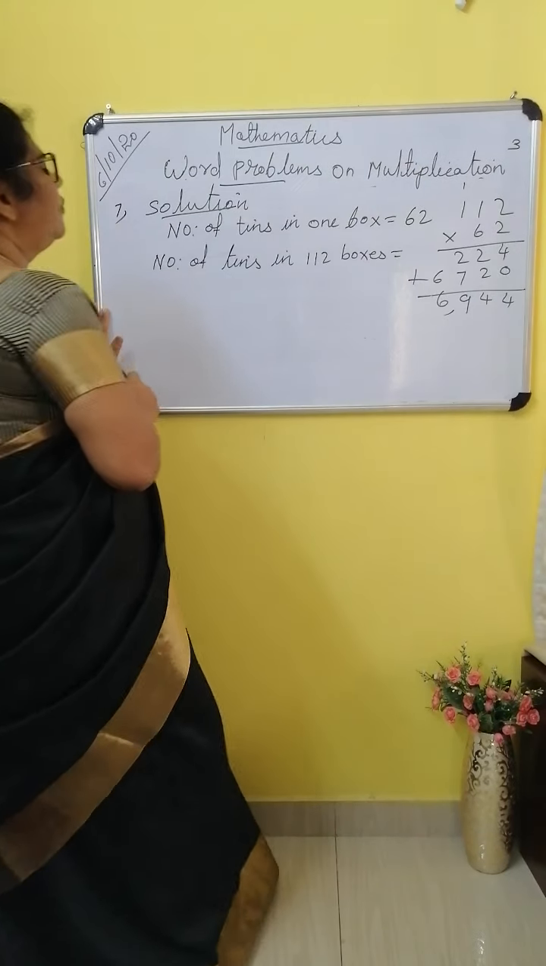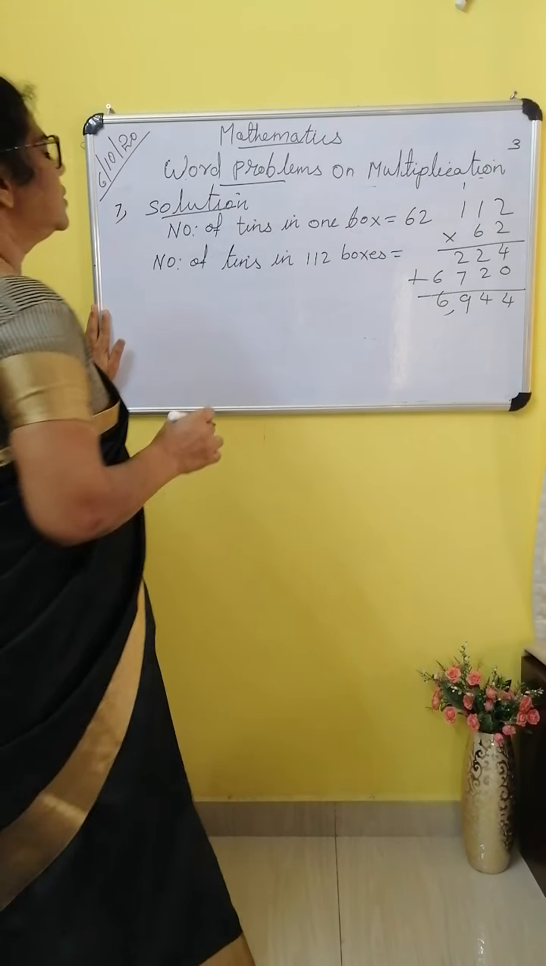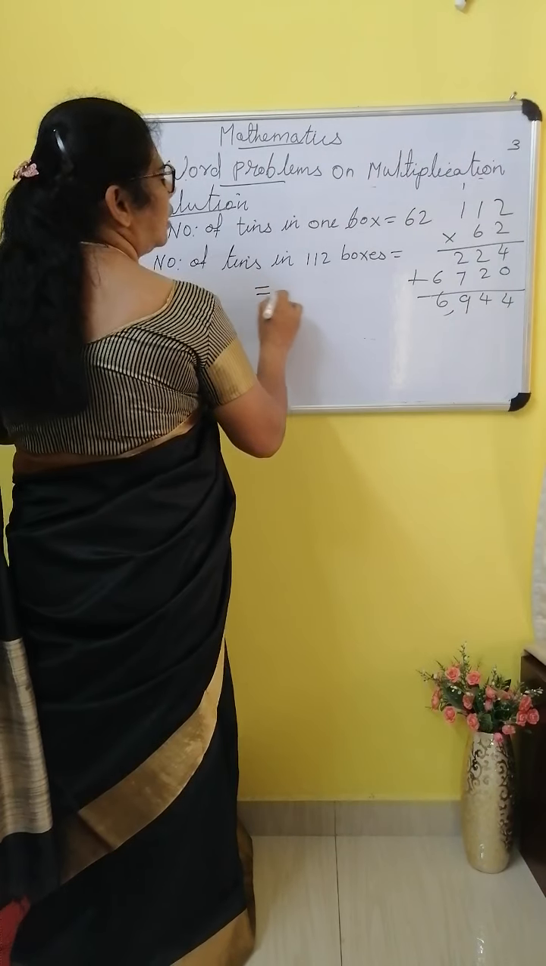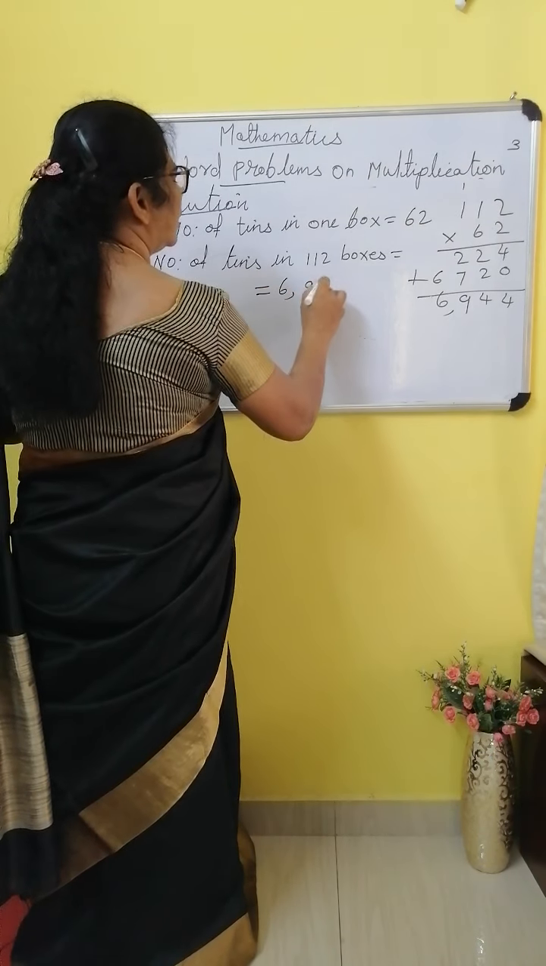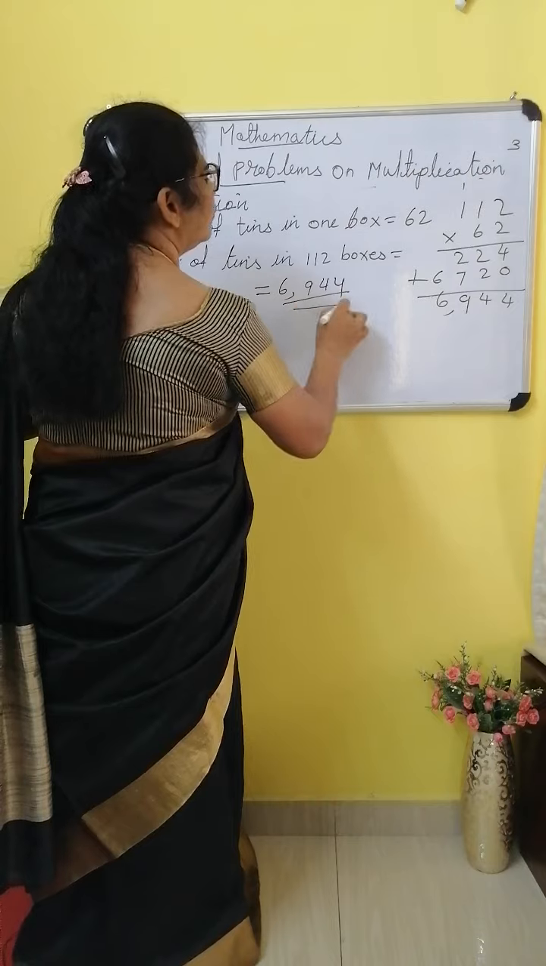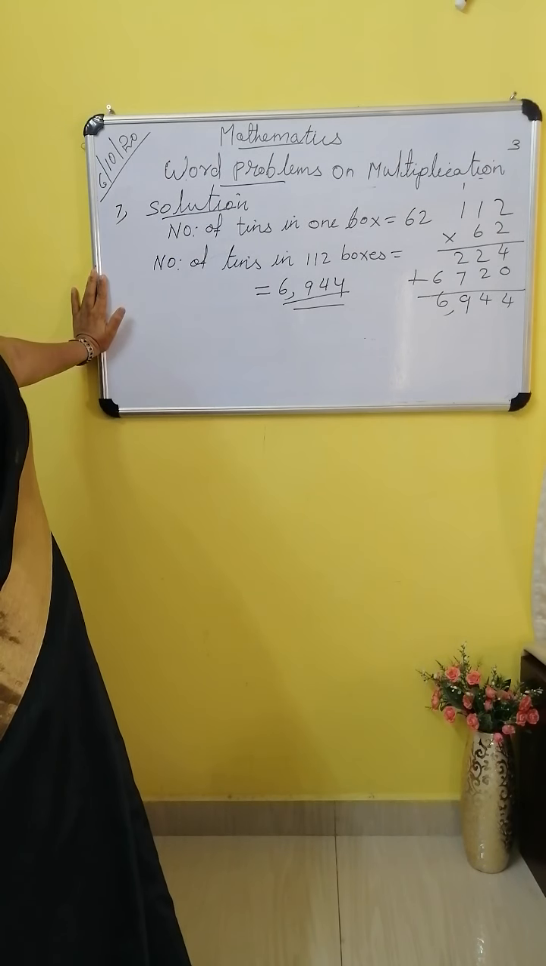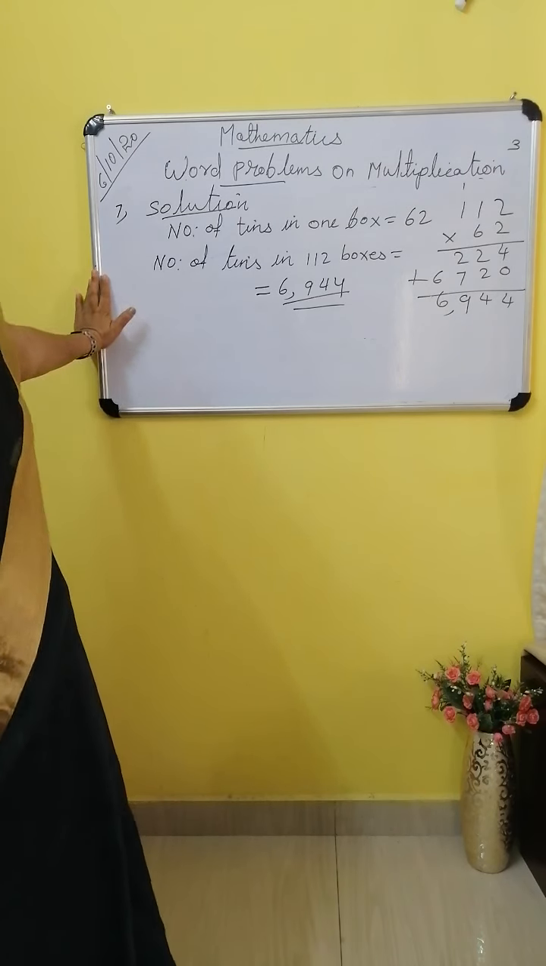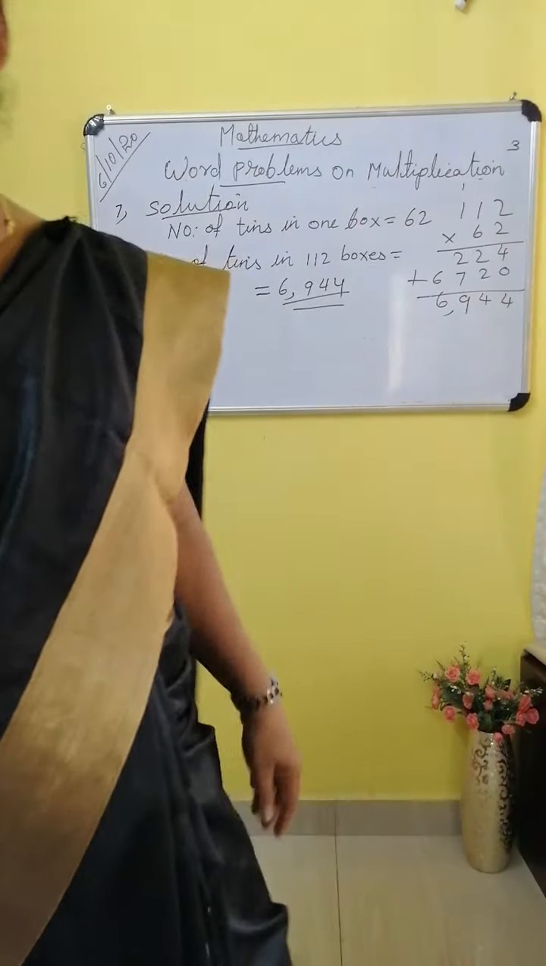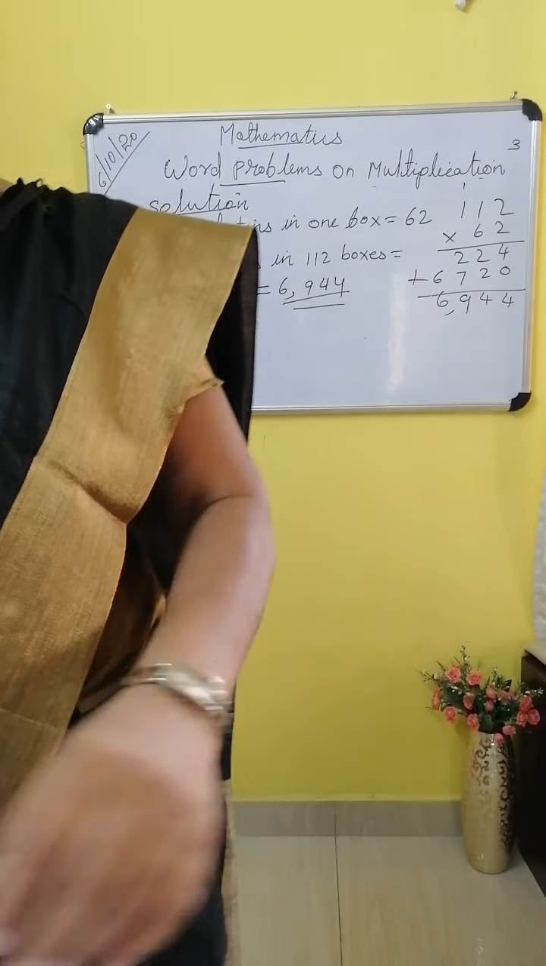So, the number of tins in 112 boxes equals 6944. Number of tins: 6944 tins can be accommodated in 112 boxes. Okay.